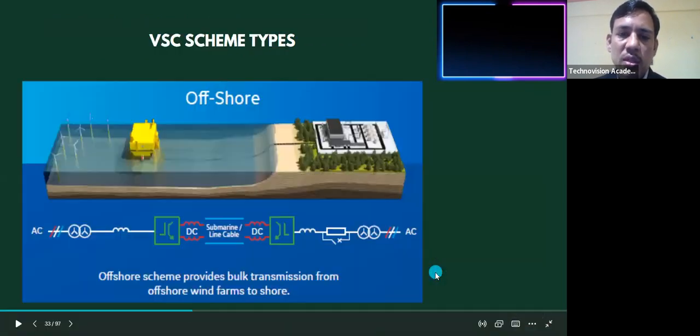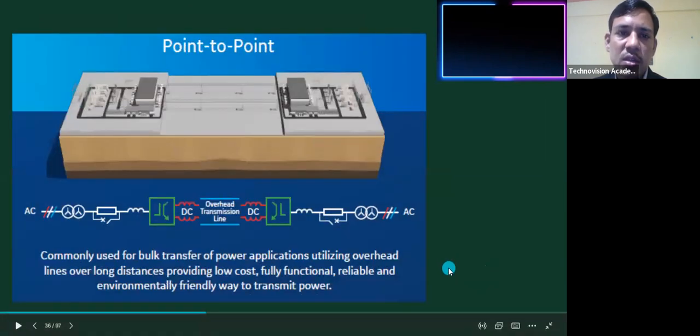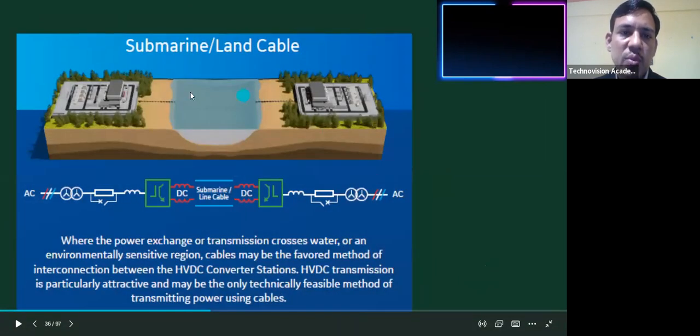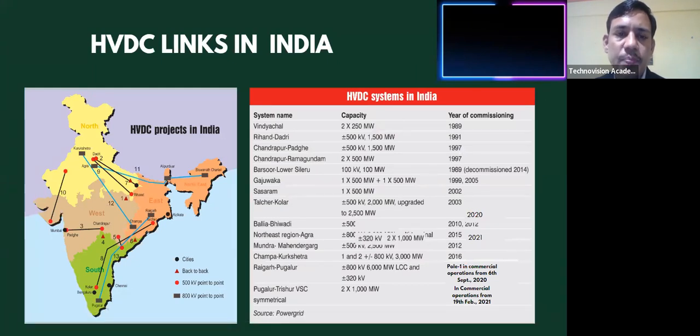So there are many more connections possible with this VSC HVDC, that is, these offshore systems we can connect. Then back-to-back is also possible with this VSC HVDC. Point-to-point transmission is also possible. Submarine plus underground transmission is also possible with this VSC HVDC. And we will have a brief overlook of HVDC projects in India.